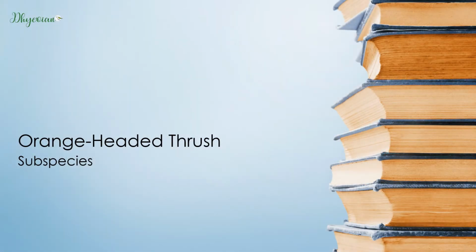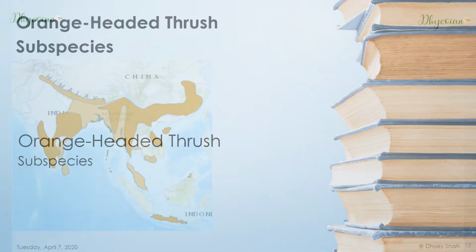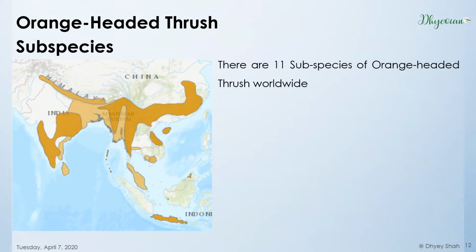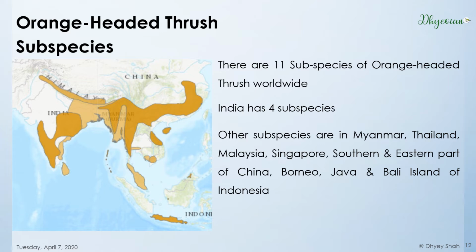Let's come on to the subspecies. Here is a distribution map of orange-headed thrush all over the world. As you can see, it has a wide distribution, which means it may have several subspecies. It has 11 subspecies all over the world. Out of these 11, India has 4. Now, other subspecies are in the countries Myanmar, Singapore, Thailand, Malaysia, and other countries.